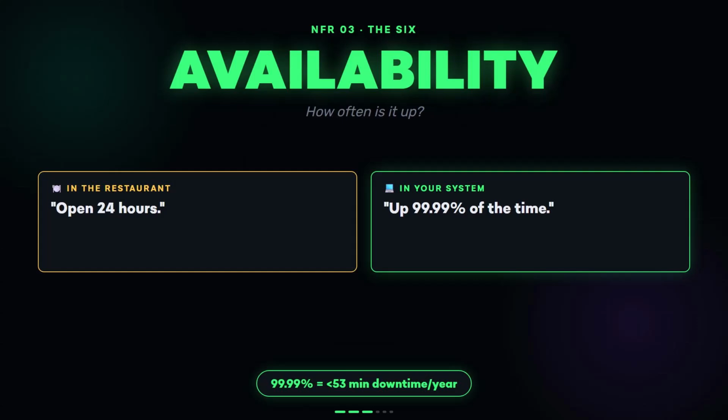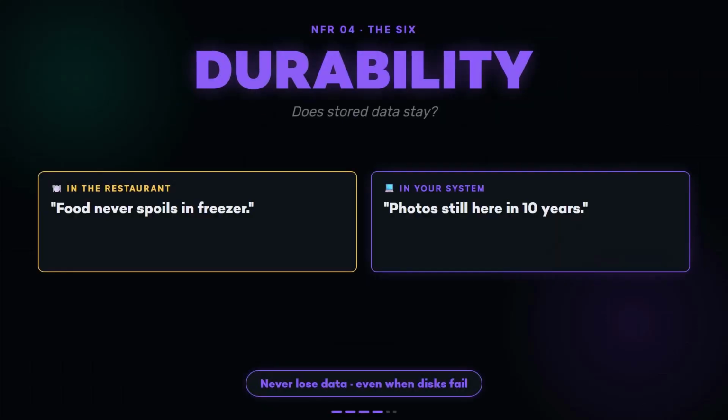99.99% uptime means under 53 minutes of downtime per year. 99% uptime means 3.5 days. The difference is huge. Durability. Once the system stores data, does it stay stored?